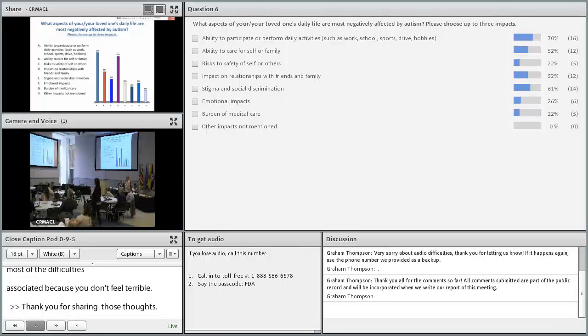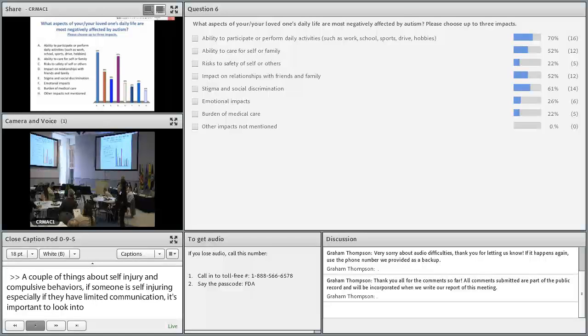So a couple things about self-injury and then compulsive self-injurious behaviors. If someone is self-injuring, especially if they have limited communication, it's important to look into whether they are reacting to something or trying to communicate that something is wrong. They may even be experiencing a medical condition such as an ear infection or chronic pain or migraines. And if someone isn't able to express that, then if you can give them a medication that stops the self-injury, but you don't know why it happened, the underlying cause may still be causing problems in their lives.